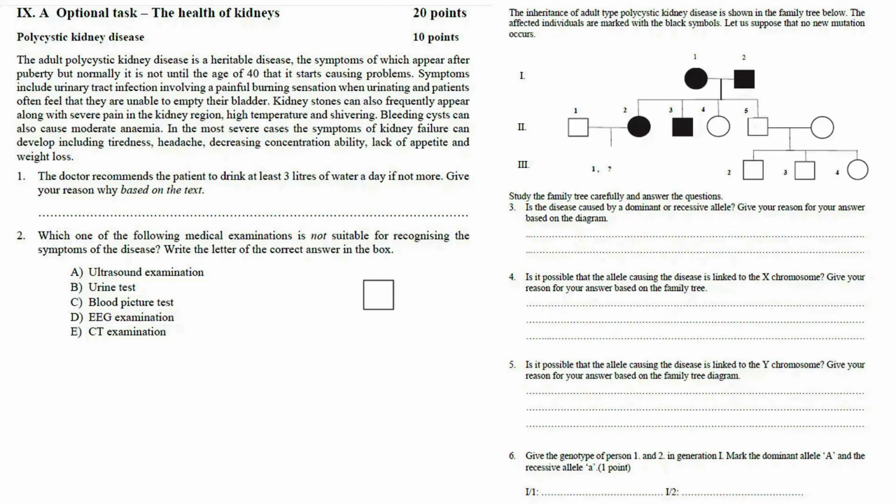The adult polycystic kidney disease is a heritable disease, the symptoms of which appear after puberty, but normally it is not until the age of 40 that it starts causing problems. Symptoms include urinary tract infection involving a painful burning sensation when urinating, and patients often feel that they are unable to empty their bladder.